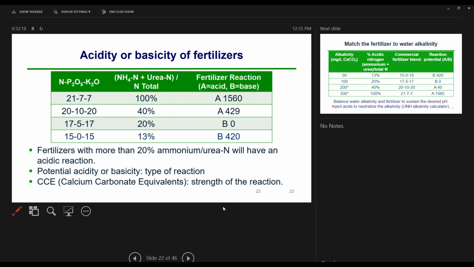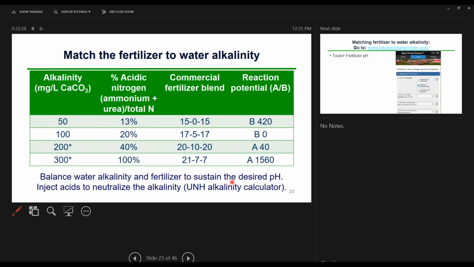Okay, so this is a little bit of the same, basically how you look at them and what are the big rough groups of how we see the fertilizers. But the important thing is really on this slide, right? We talked about water alkalinity earlier. We talked about nitrogen form in fertilizers. So how do we put those two together?